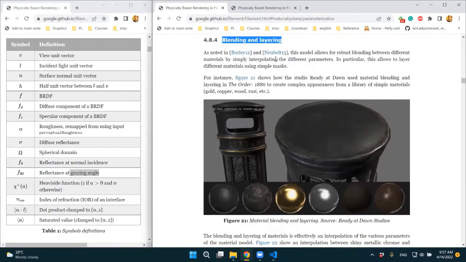Blending and layering. It's combining materials. Interpolating. Using a simple mask. Is it basically saying that you could have two or three materials applied to an object, and you have a parameter that controls how much of each material to sample?